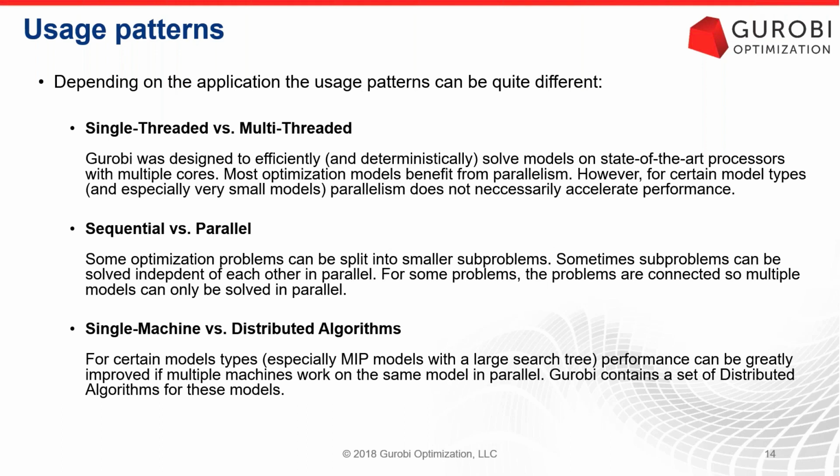So many models benefit from this, but some do not. Very small models or some special models can also be solved single-threaded. So you take one thread, which could be maybe one CPU core, and that's enough. It's quick, it works quite well. So in that case, maybe you can solve many of these models at the same time on the same machine. But it's always good to know if your model benefits from parallelism or not. Most MIP models do, but some do not, and in that case, you can just, for example, solve them using a single thread. Then the question is, if you solve multiple models, can you do this in parallel, or do you have to do it sequentially?